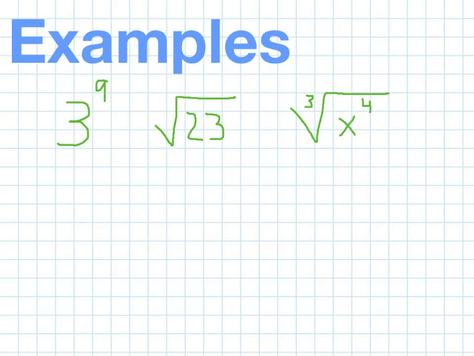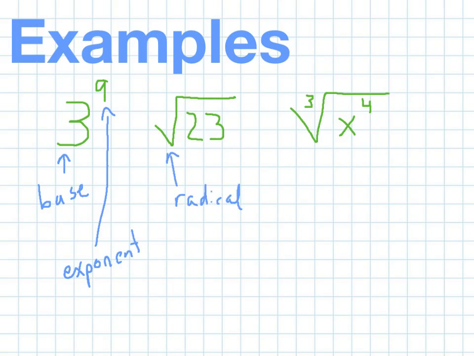Let's look at some examples of how these things work. So we have 3 to the 9th power. So I know here that 3 is my base. I know that 9 is my exponent. Here, the symbol, remember, is called the radical. 23 is the radicand. And because this is a square root problem, my index is 2.